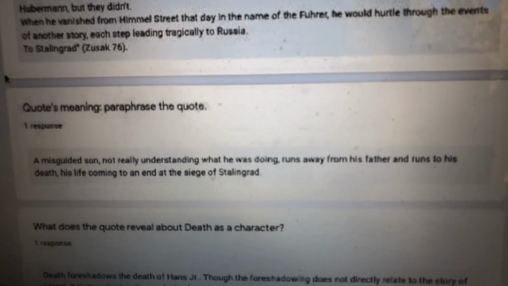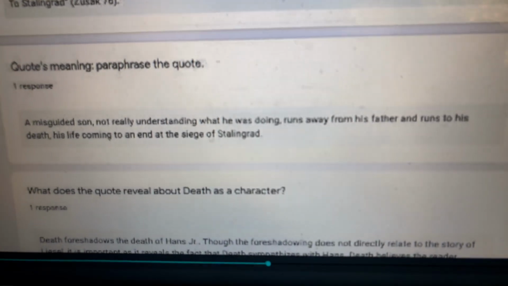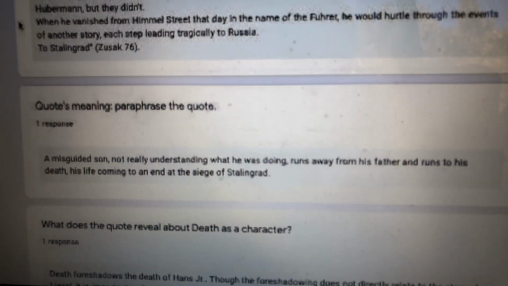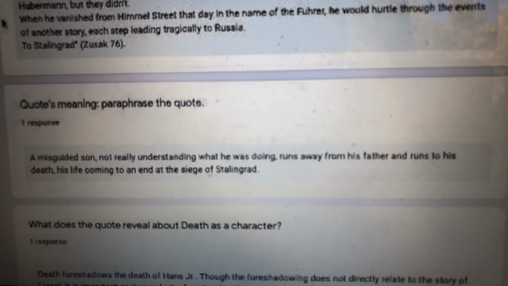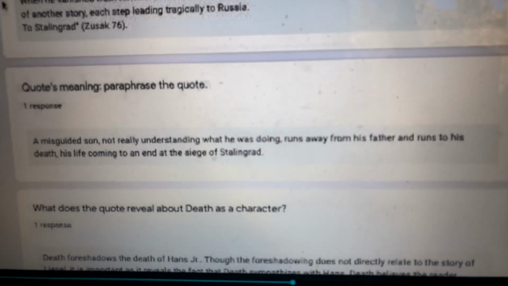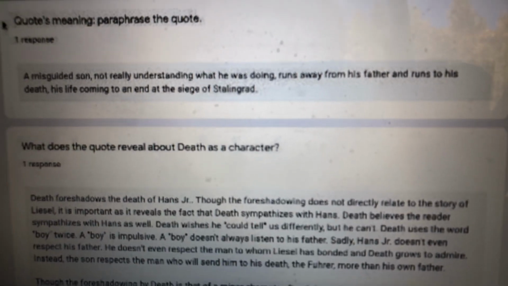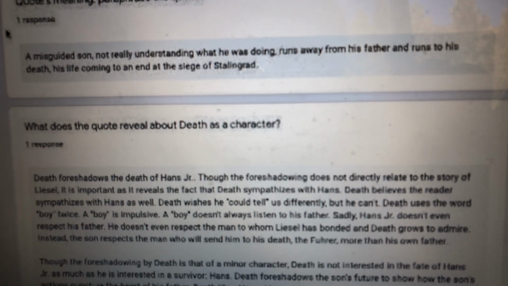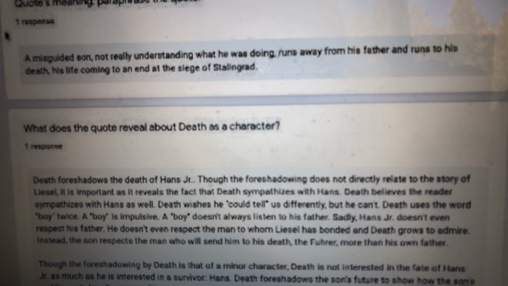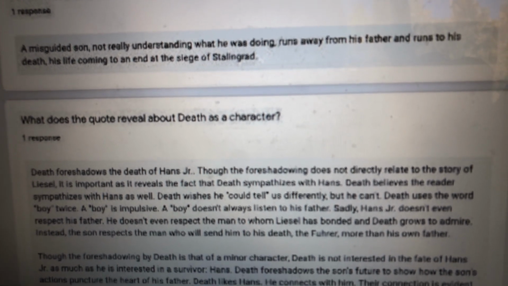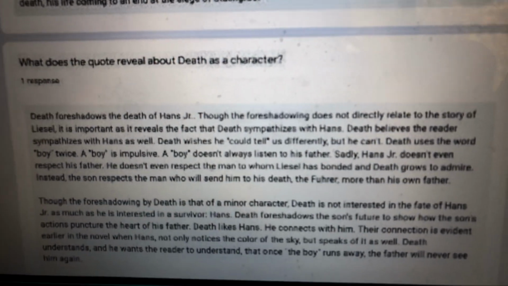Kind of a long quote. You don't necessarily have to have this long of a quote. It's kind of an interesting one too. It is foreshadowing the death of Hans Jr. But I wonder why Giddy would pick this one. Quote's meaning. Paraphrase the quote. A misguided son, not really understanding what he was doing, runs away from his father and runs to his death, his life coming to an end at the siege of Stalingrad. I guess that kind of sums it up.